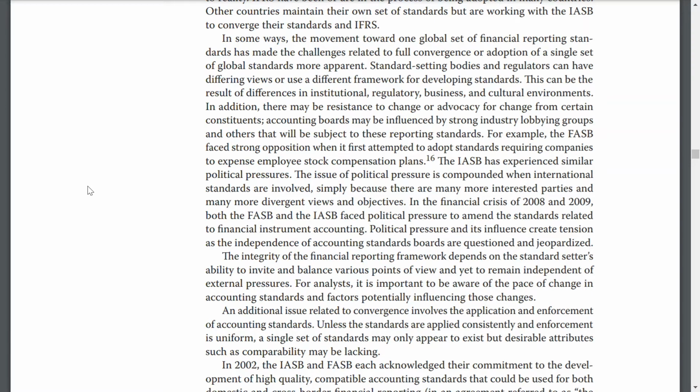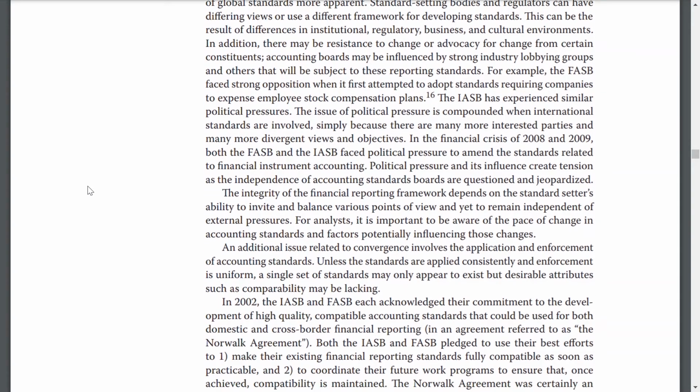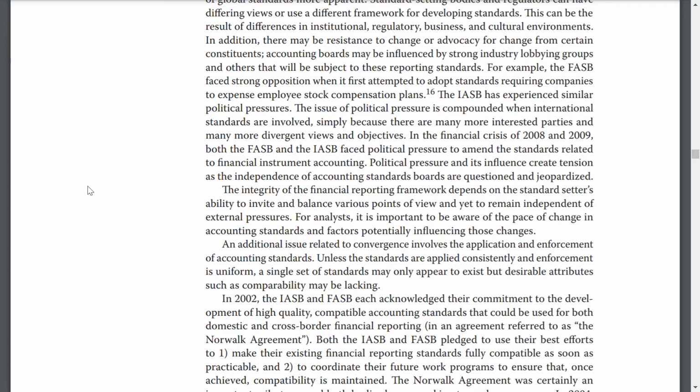The issue of political pressure is compounded when international standards are involved, simply because there are many more interested parties and maybe more divergent views and objectives. In the financial crash of 2008 and 2009, both the FASB and IASB faced political pressure to amend the standards related to financial instruments accounting. Political pressure and its influence create tensions as the independence of accounting standards boards is questioned and jeopardized. The integrity of financial reporting frameworks depends on the standard setters' ability to balance various points of view and yet remain independent of external pressures.